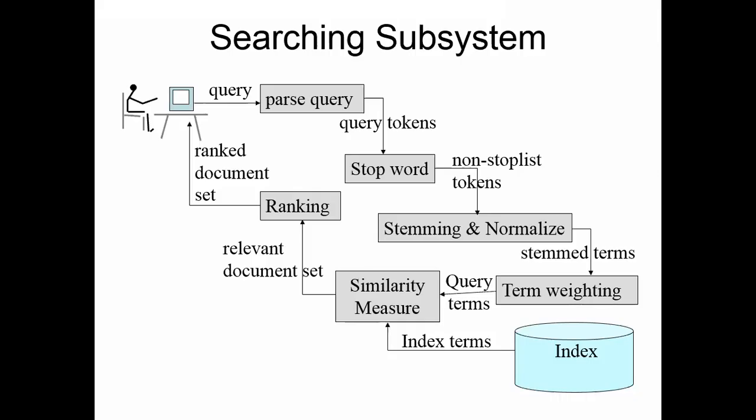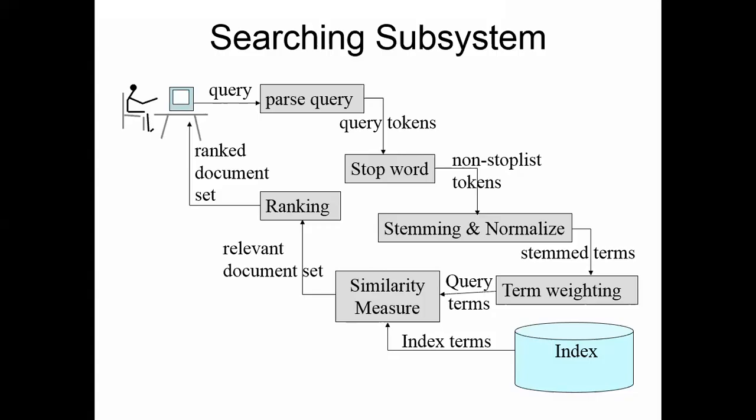Then similarity measurement comes. The similarity measurement is responsible for comparing the query with the documents that are indexed using their index terms. When the similarity measurement is working, it is comparing the query terms against the index terms, to see to what extent the index terms of each document are similar to the query terms.